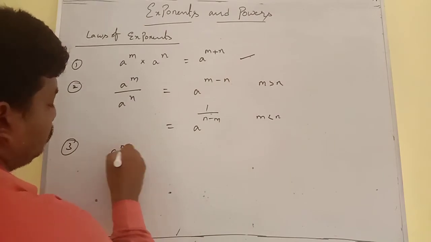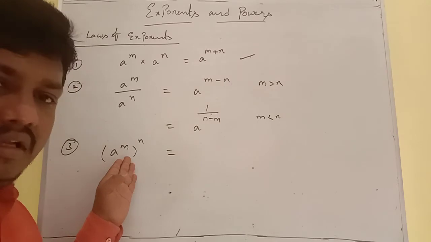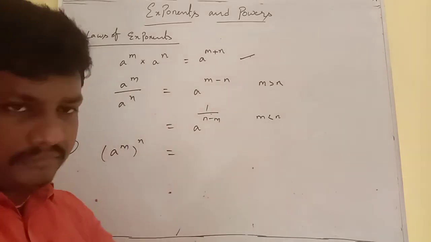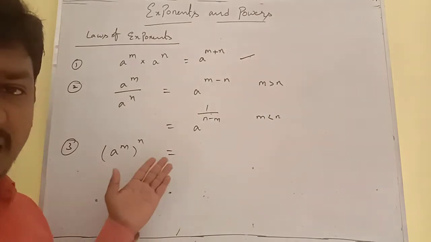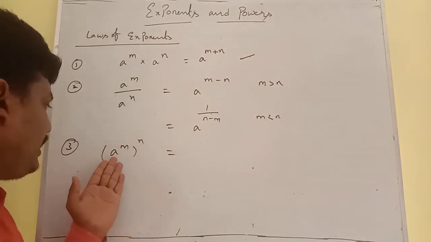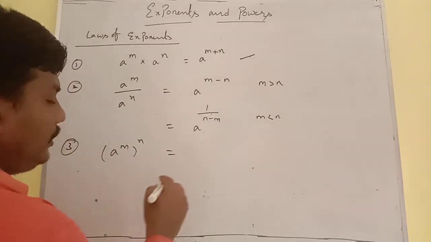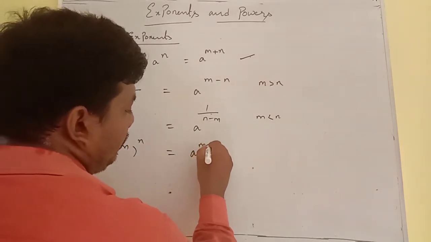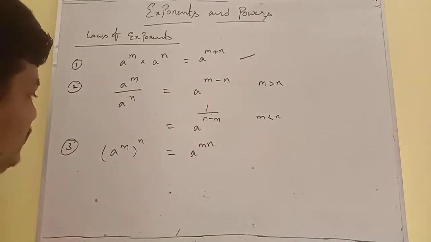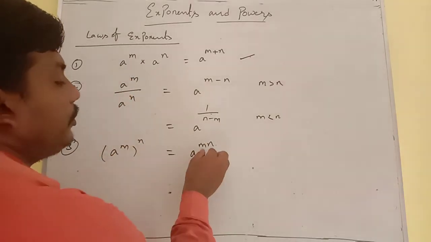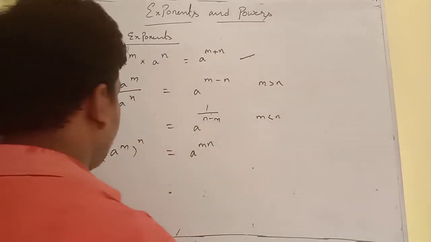Now coming to the third formula of the laws of exponents: a power m whole to the power of n. If a is taken m times, then the whole is taken n times. What is the meaning of this statement? A power m means a is repeatedly multiplied m times, and then the whole is again taken n times. That means it becomes a to the power of mn. So the exponents become a product in this case.